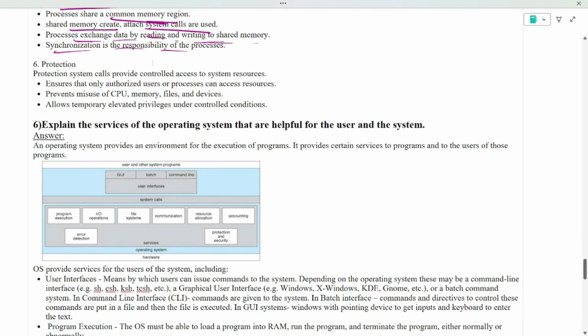The last type is protection. System calls provide controlled access to system resources, ensuring that only authorized access is allowed. The word authorized should be mentioned. It also prevents misuse, and you can allow temporarily elevated privileges under controlled conditions.